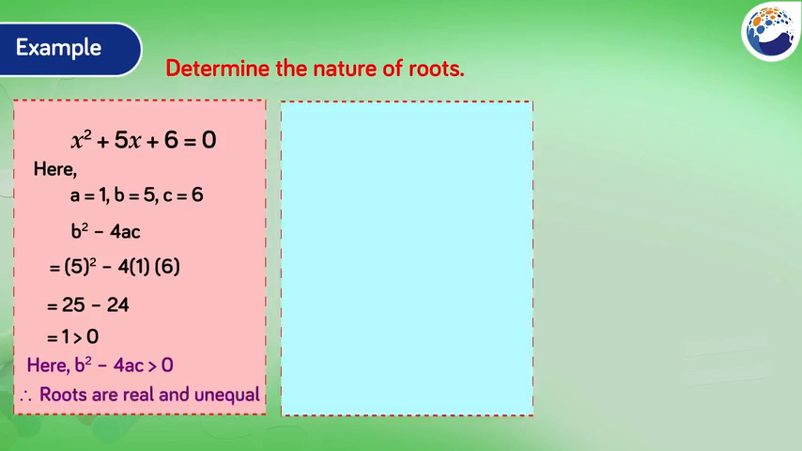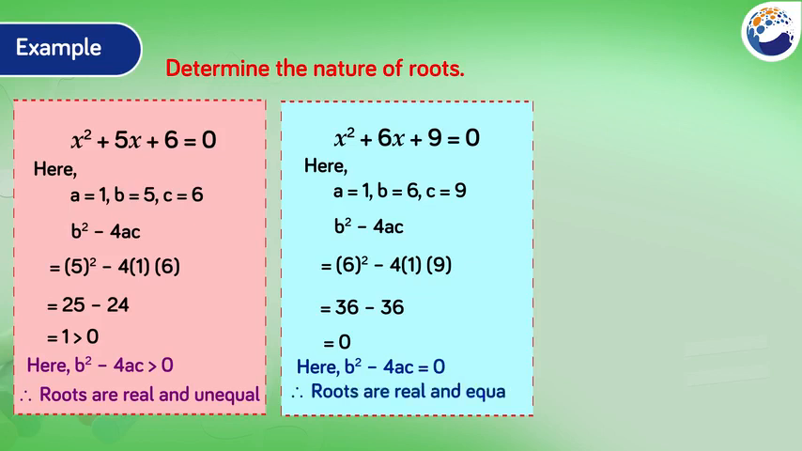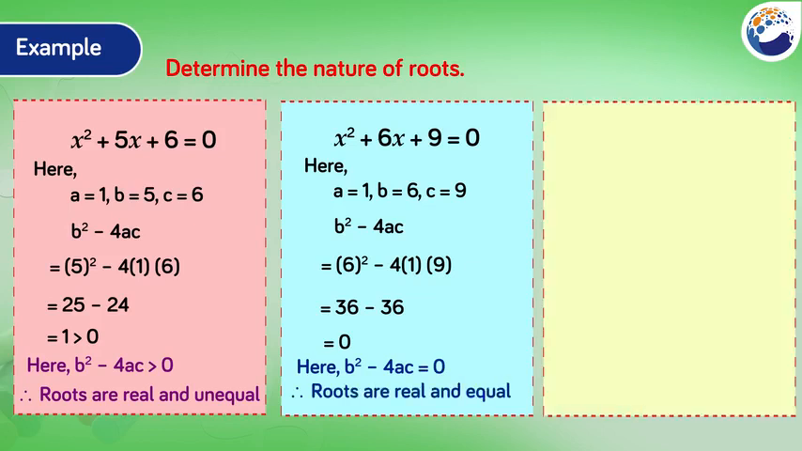Column 2. x² + 6x + 9 = 0. Here, a = 1, b = 6, c = 9. b² - 4ac = 6² - 4 × 1 × 9 = 36 - 36 = 0. Here, b² - 4ac is equal to 0. Therefore, the roots are real and equal.